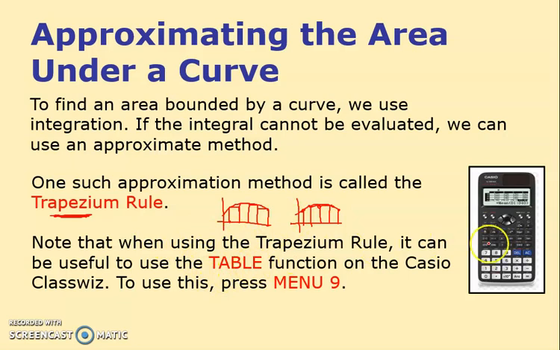Notice on our calculator, when we press the menu button, we get menu 9, and menu 9 lets us do a table function really quickly on the calculator. So this is an advantage for us. We don't have to do all the work ourselves.